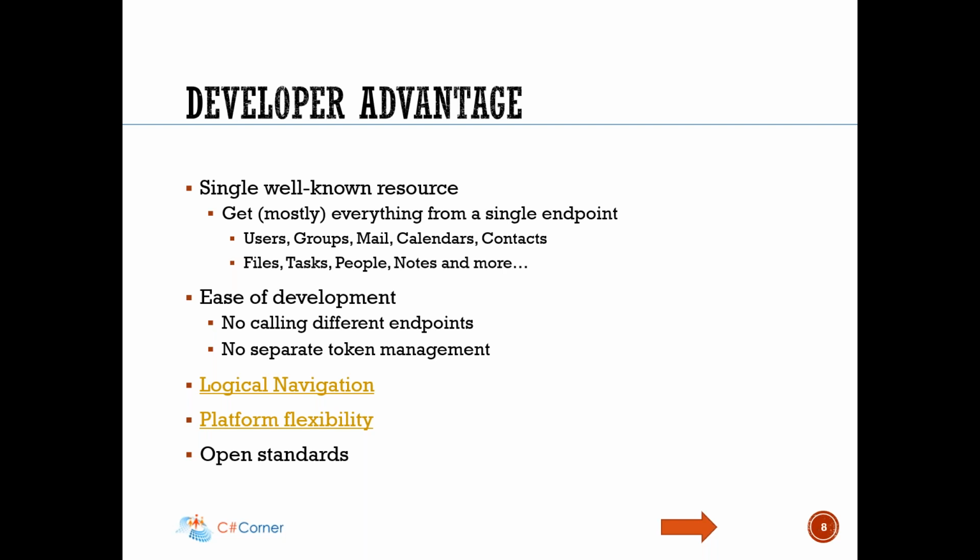Examples are, if you want to get the users data, the users in Microsoft Office 365, the groups, the email of a particular user, the calendar of a user, the contacts of a user from Outlook, the files stored on OneDrive, the tasks, the People API, which is very good, which shows you the people connected to a particular user, OneNote, and many more.